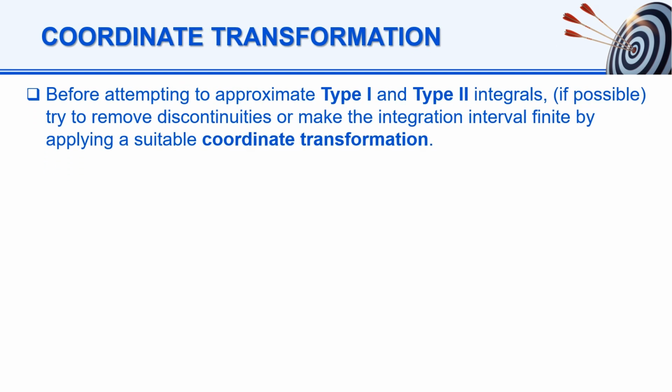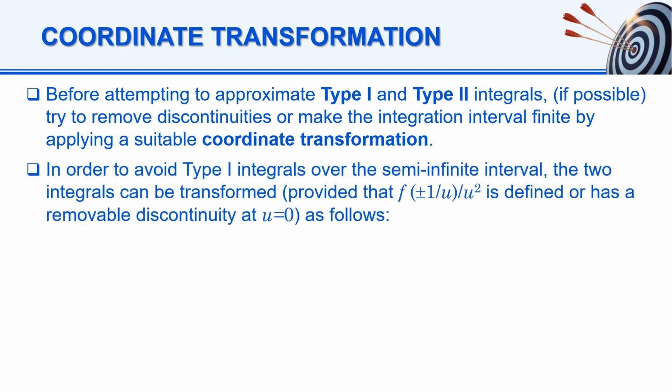Before attempting to approximate type 1 and type 2 integrals, if possible, try to remove discontinuities or make the integration interval finite by applying a suitable coordinate transformation. In order to avoid type 1 integrals over the semi-infinite interval, the two integrals can be transformed, provided that f of plus or minus 1 over u squared is defined or has a removable discontinuity at u equals 0, as follows.